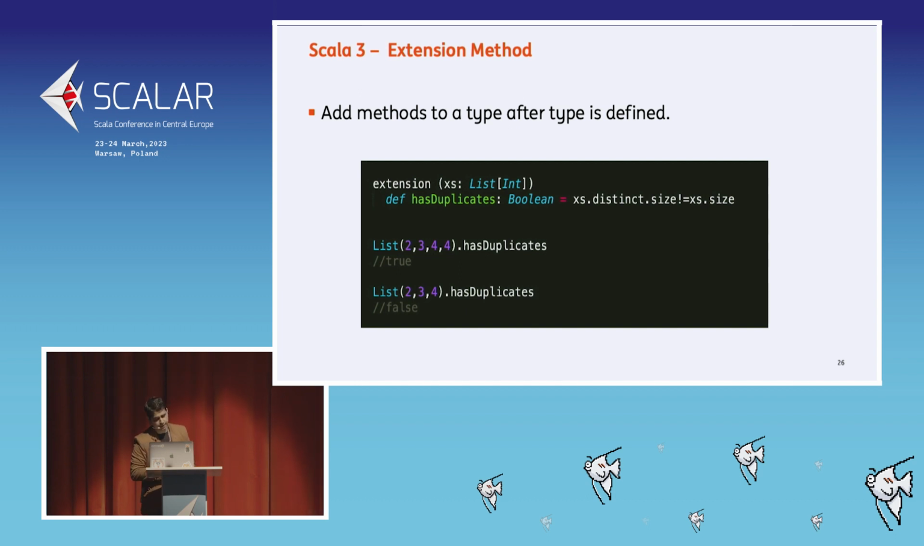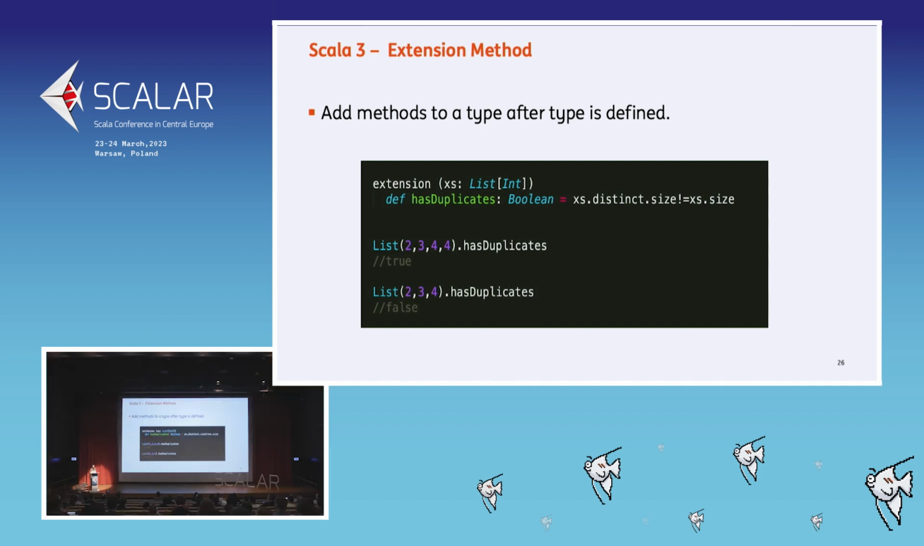In this example, we are adding a new method to a type which is a list of Int. The method is called hasDuplicates, and it checks whether the list has duplicate elements or not. And at the call site, you can see that it feels like the method is built into the List class, which is really what it is all about: less verbosity, easy to read, and easy to understand. So this is a new thing in Scala 3, with extension methods having direct support.